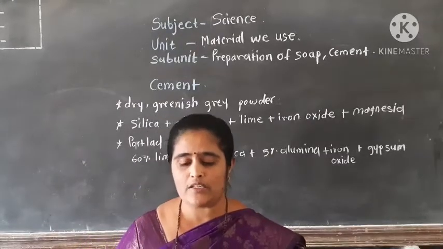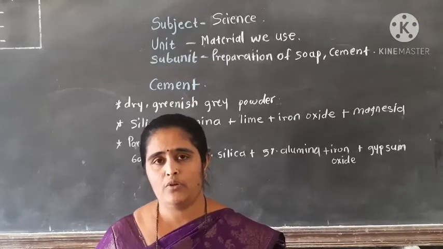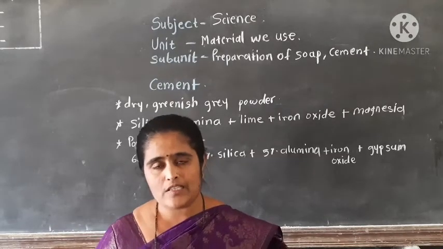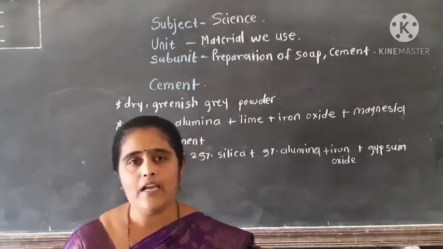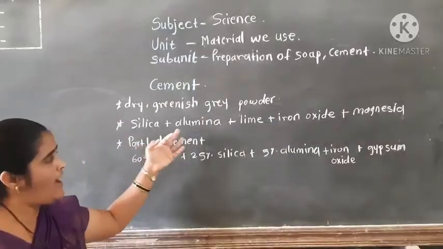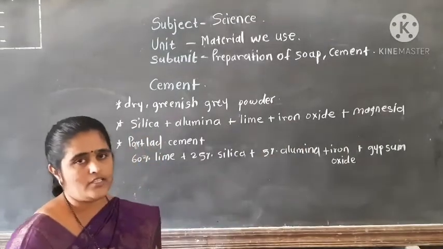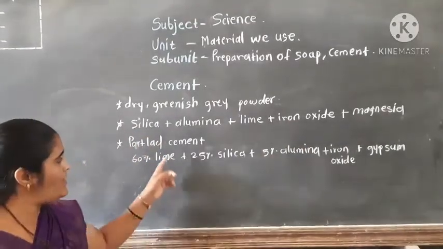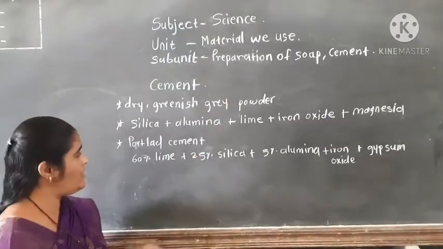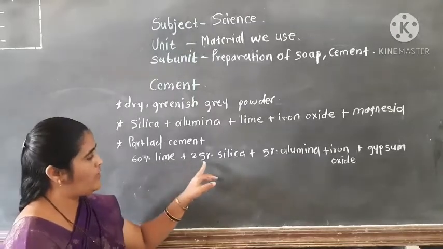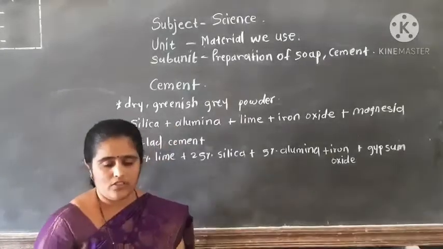Okay students, hope you understand. Cement is an important material used in our day-to-day life for construction purposes. Cement is nothing but a fine grey colored powder. It is mainly composed of silica, aluminium, lime, iron oxide and magnesium. Portland cement is now widely used in construction. This Portland cement is made up of 60% lime, 25% silica, 5% alumina, iron oxide and gypsum.